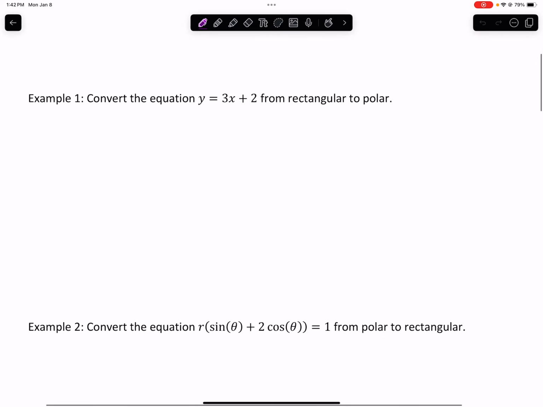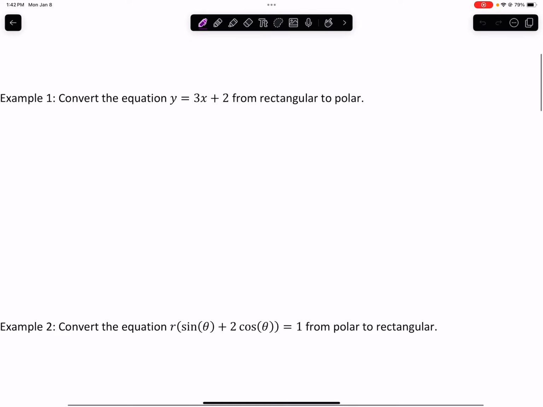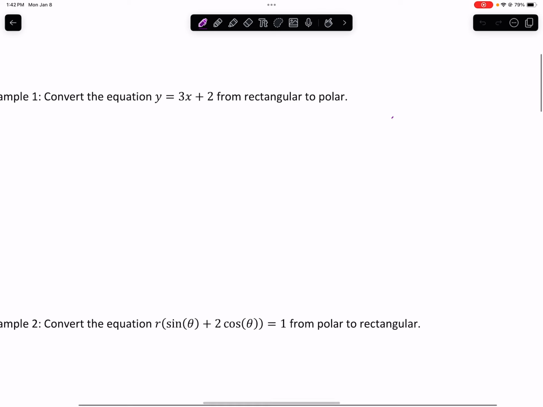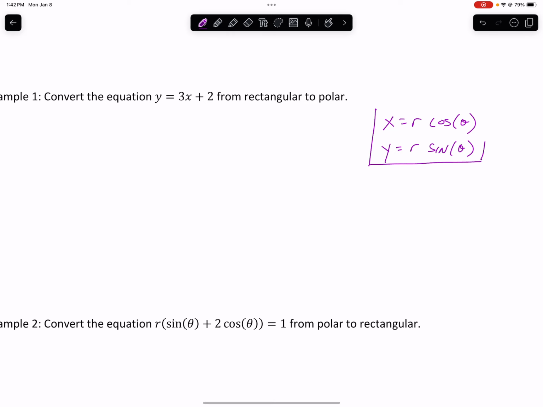One thing is sometimes it's easier to convert from rectangular to polar or vice versa. Just like with points, we can convert equations. So I want you to recall when we converted points from polar to rectangular, we used these two equations. These are going to be important. We're going to use these again, but now we can convert equations.